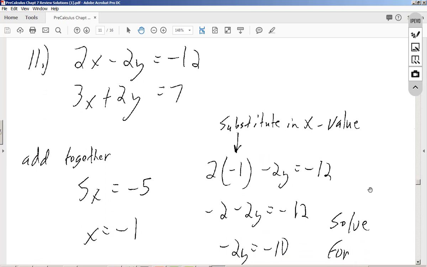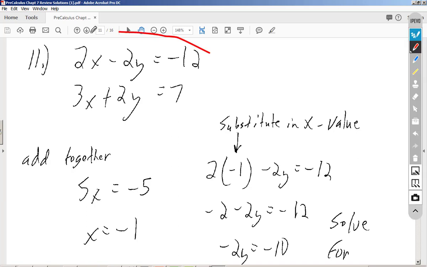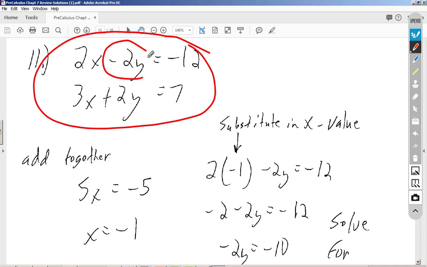On number 11, it says I've got two equations. 2x minus 2y is equal to negative 12. 3x plus 2y equals 7. It says solve the system by elimination. In other words, I'm going to add them together. I notice I don't have to multiply by anything because I do have this negative 2y and 2y. All I have to do is just add it together.